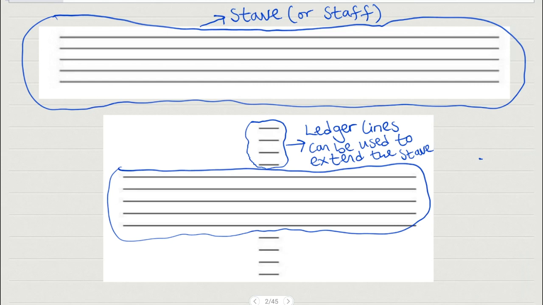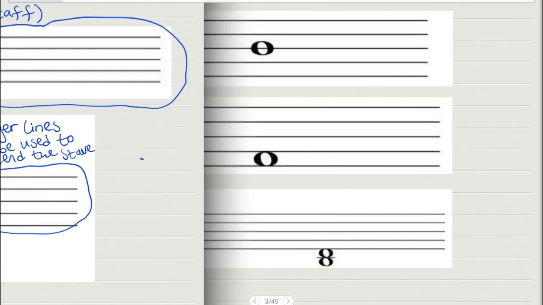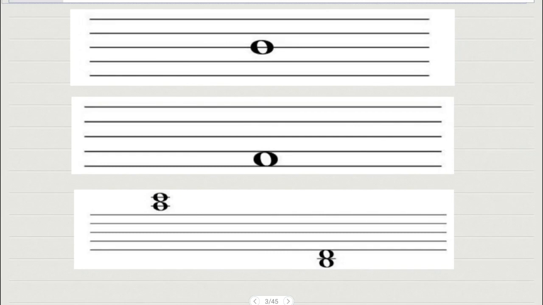Just in case you want to know the spelling of ledger, the spelling is L for London, E for egg, D for dog, G for goat, E for elephant, and R for Romeo. So, ledger. Now notes can be positioned on a stave or a staff.